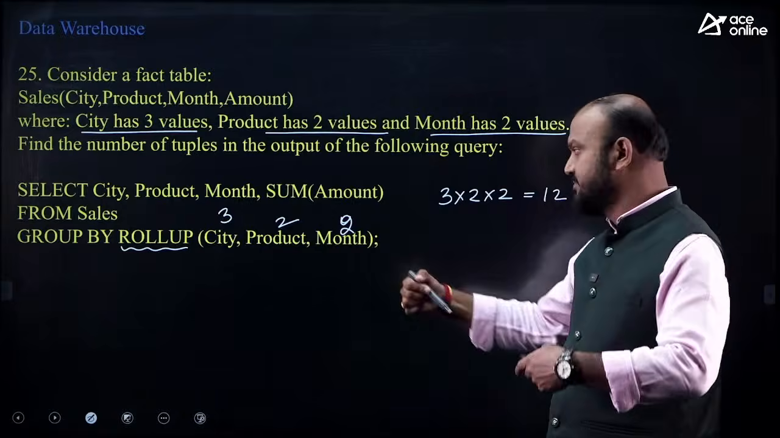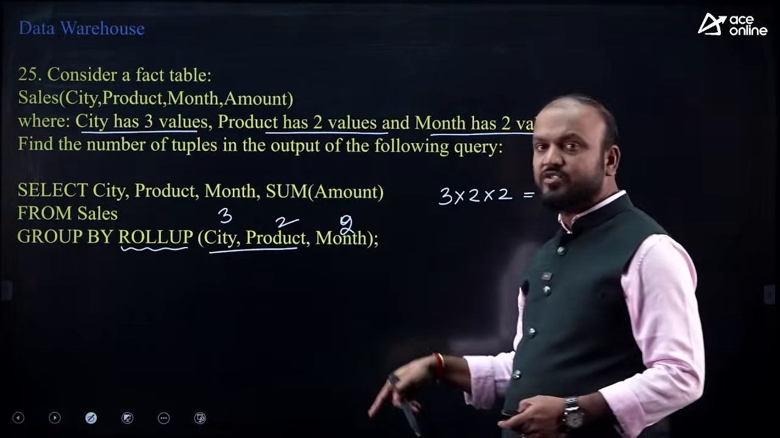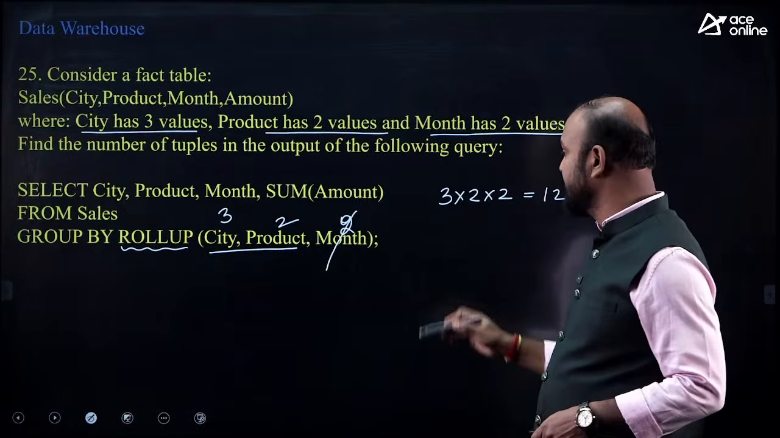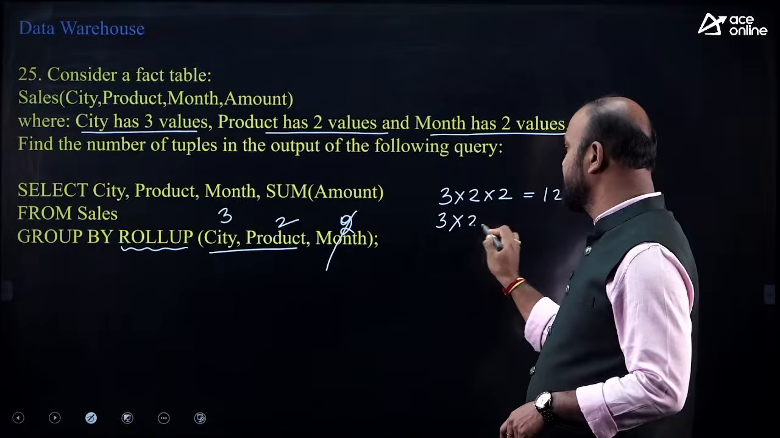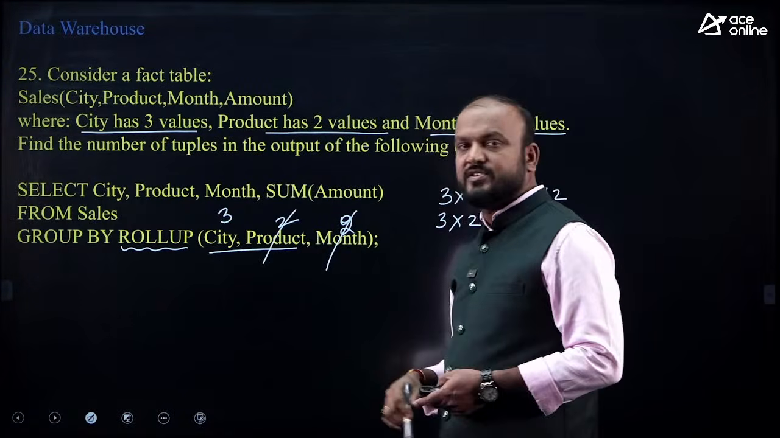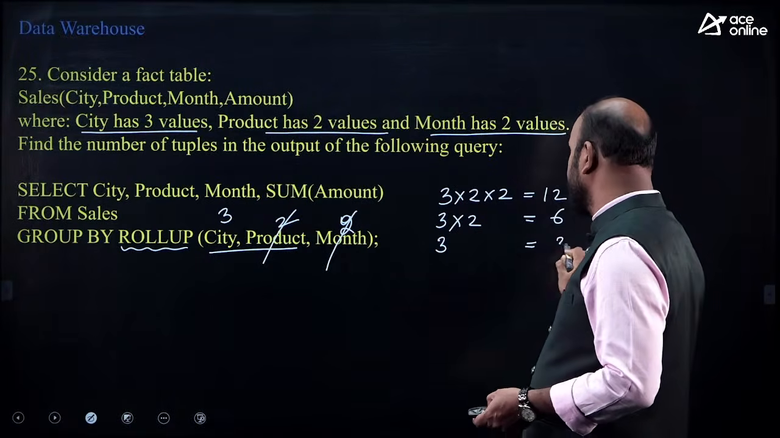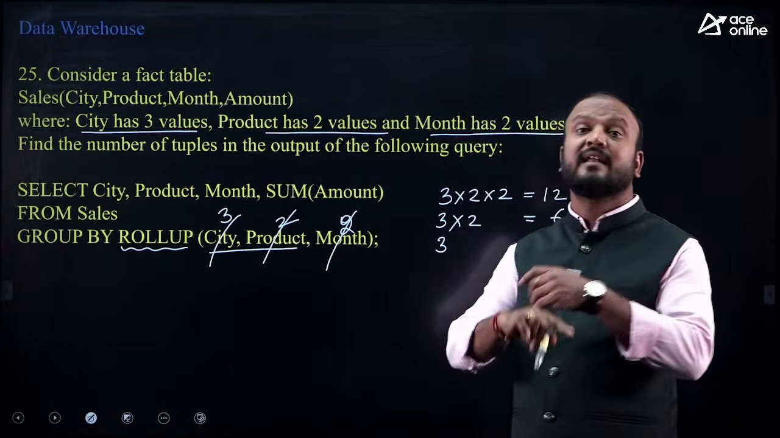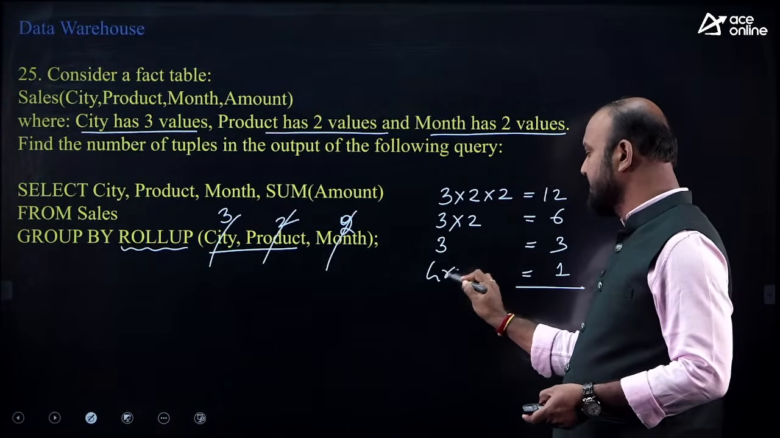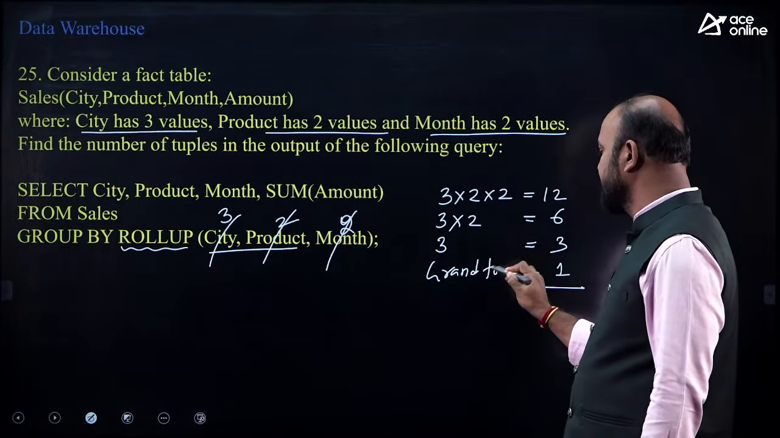When you perform a roll up, there is a decrease in the dimension. So month is dropped. We have to check the combinations with respect to city and product only. With city 3 and product 2, how many combinations are possible? 6. Again roll up, drop the dimension. Now you check combinations only with city, that is 3. And when you drop this also, it is a grand total. The grand total is 1. Grand total means irrespective of everything.